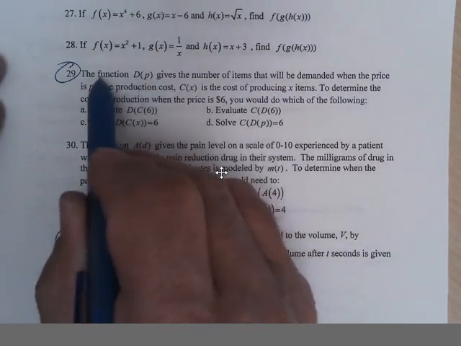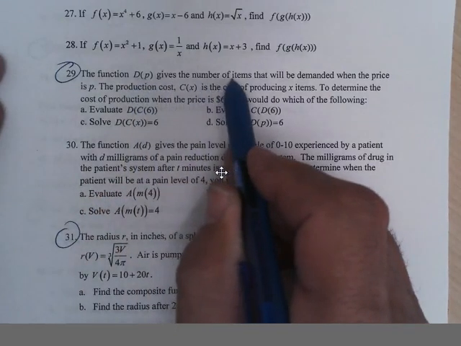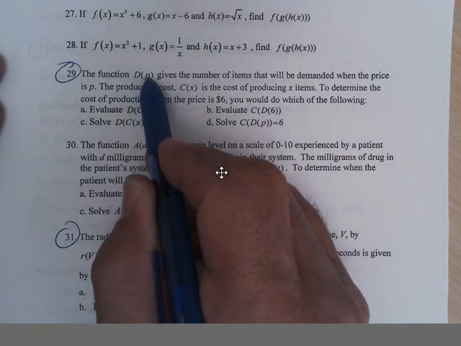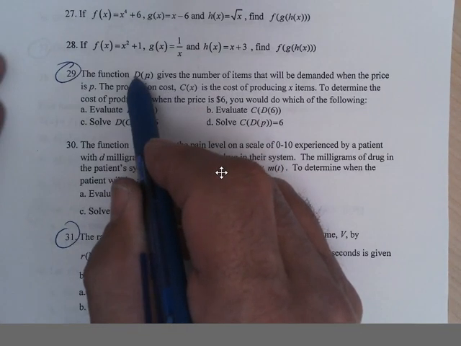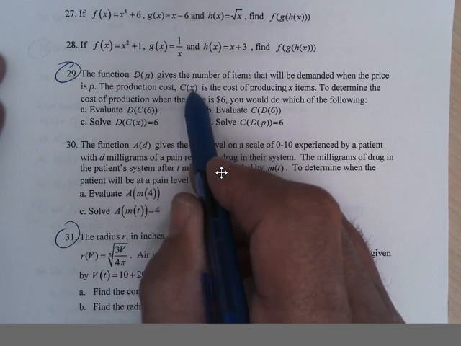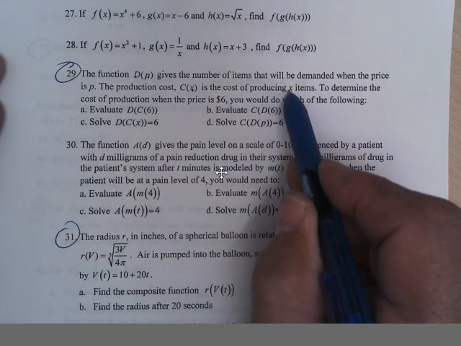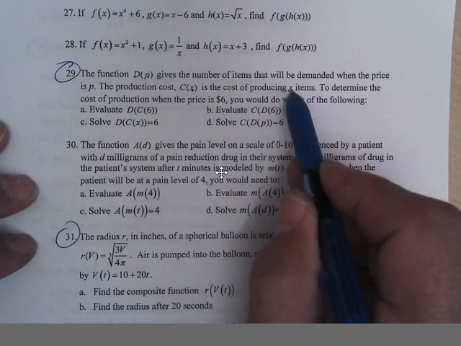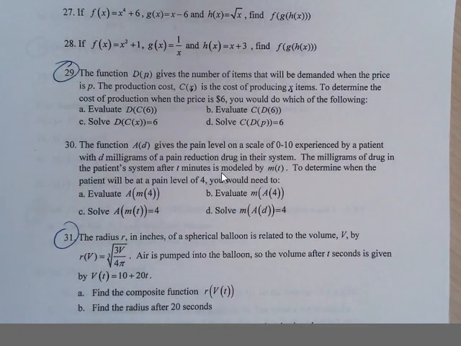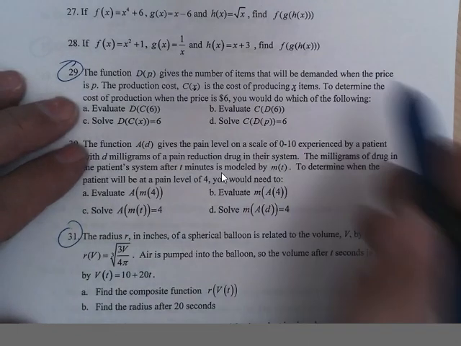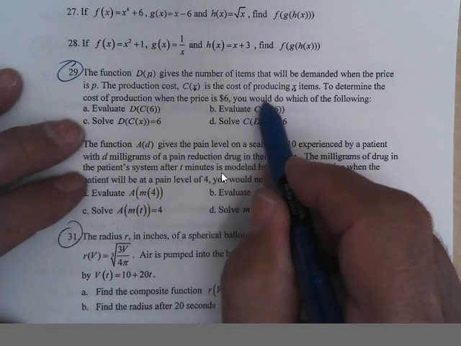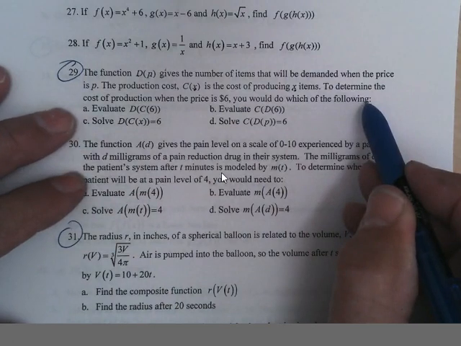So the function D of p gives a number of items that will be demanded at a price. So p is a price, and D is how many items are demanded. And C finds the cost of producing x number of items. So x is the number of items. To determine the cost of production when the price is $6, you would do which of the following?